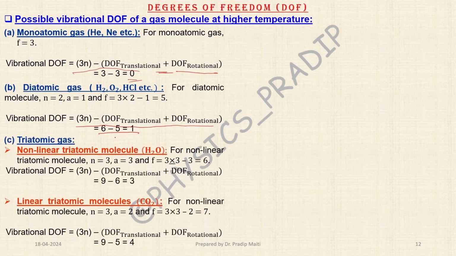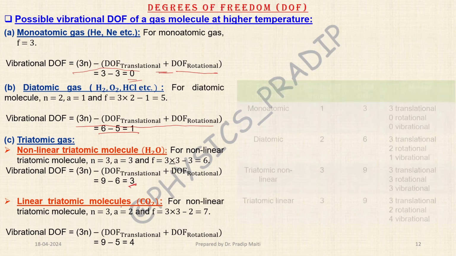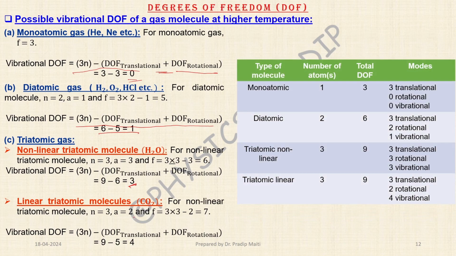So a diatomic gas can have 1 vibrational degree of freedom at higher temperature. And for triatomic nonlinear gas, the vibrational degrees of freedom is 3, and so a triatomic nonlinear gas can have 3 vibrational degrees of freedom at higher temperature, and a linear triatomic molecule can have 4 vibrational degrees of freedom at higher temperature.